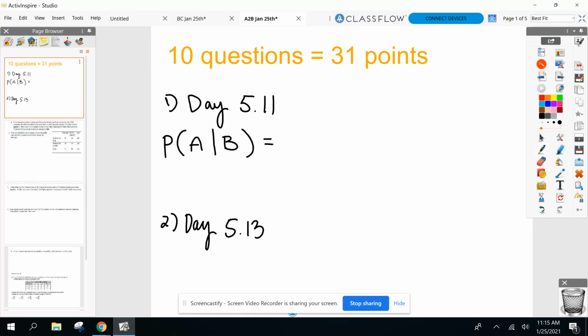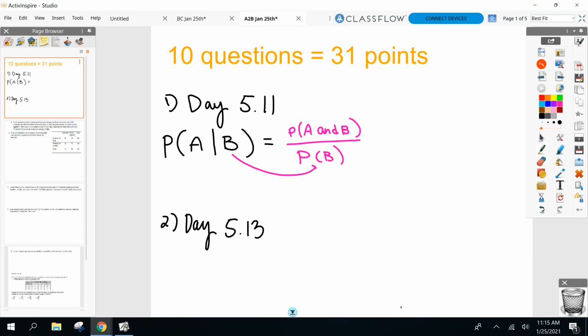And I'll just give you percents, and you got to know what percent goes on top, what percent goes on the bottom. So what goes on top is the probability of A and B together. So both happening at the same time. What's that chance? And then on the bottom, always on the bottom is the probability of what was given to you. In our case, B. If I flip this around and say B given A, I put A on the bottom. Whatever you're given goes on the bottom. So that is basically 5.11 in a nutshell.